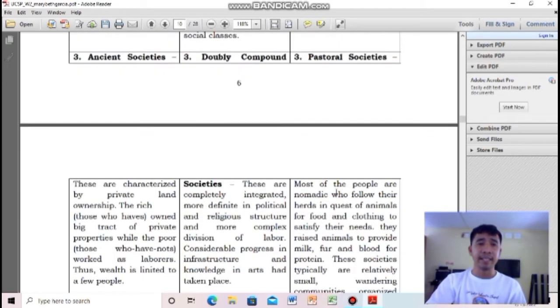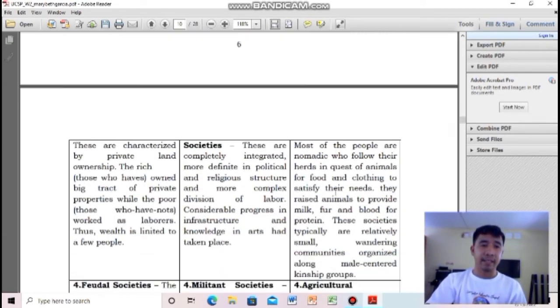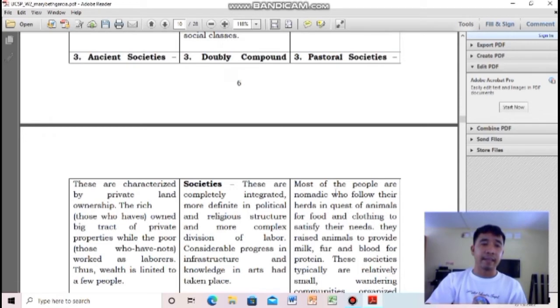Okay. Next is ancient societies. These are characterized by private land ownership. The rich, those who have, own big tracts of private properties, while the poor, those who have not, work as laborers. So, part naman sa ancient societies, sulod ang private ownership, no, sa mga tao nga may kaya o mga manggaranon. Tapos ang mga wala-wala amo na ang nagaserve bilang ilang trabahante.